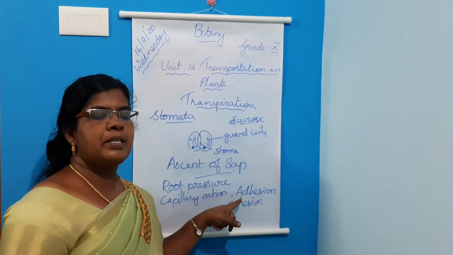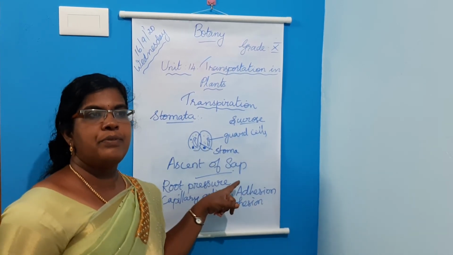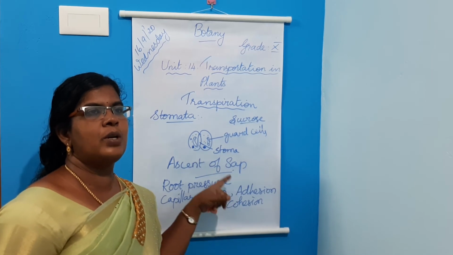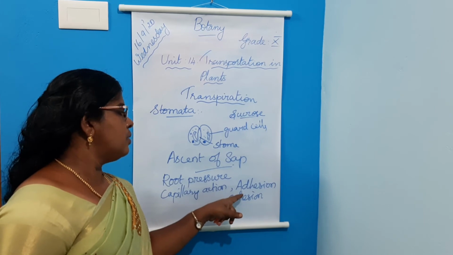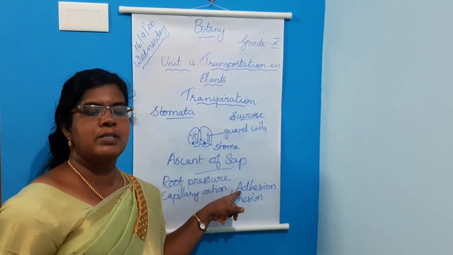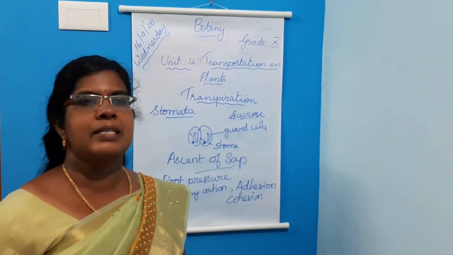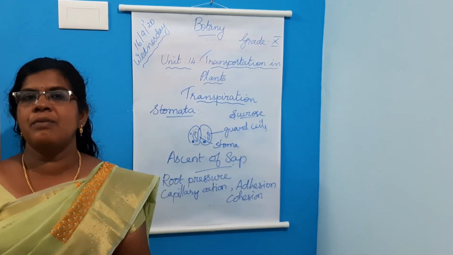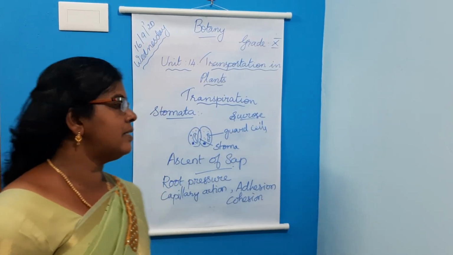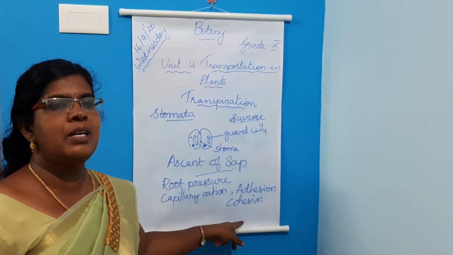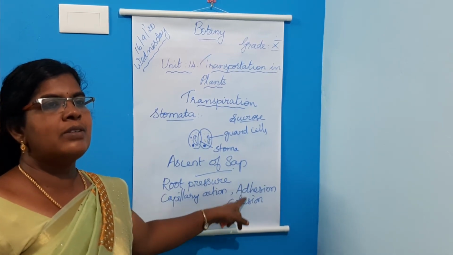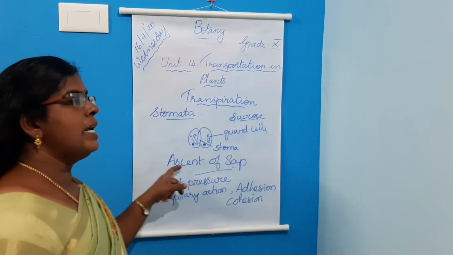Next, adhesion is the force of attraction between molecules of different substances, because soil contains minerals, water, etc. So adhesion is the force of attraction between molecules of different substances. That is adhesion. Cohesion is the force of attraction between water molecules. These are the factors responsible for ascent of sap.